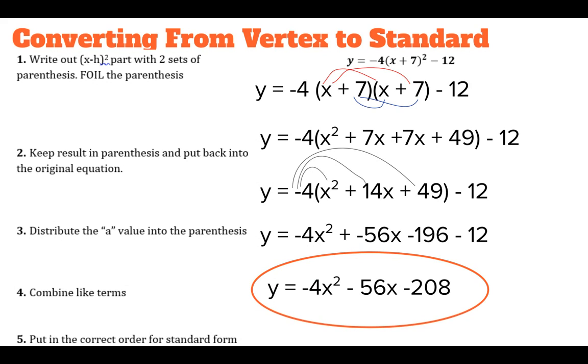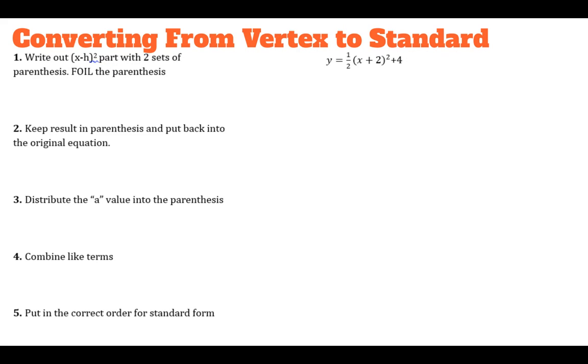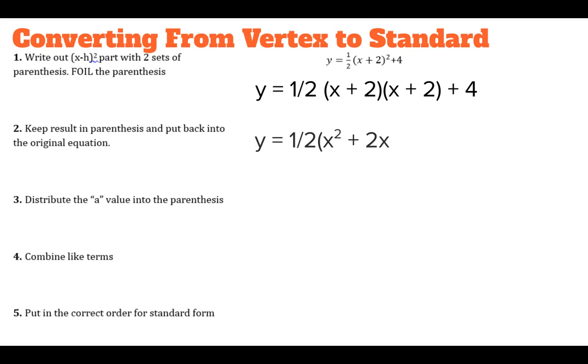Let's try this with another example. Again, the first step is write out those parentheses twice. So x plus 2 doubles. I distribute. I leave the 1/2 out in front. X times x is x squared. X times 2 is 2x. 2 times x is 2x. And 2 times 2 is 4.